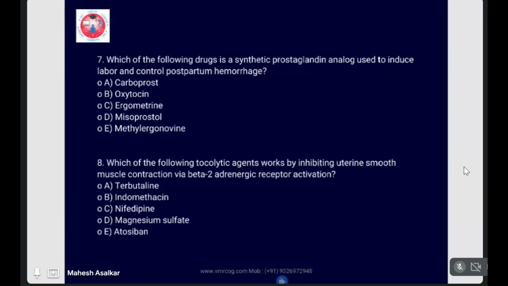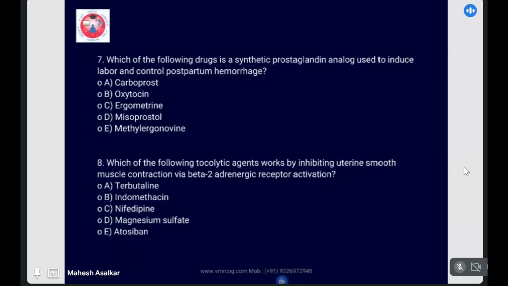Which of the following drugs is a synthetic prostaglandin analog used to induce labor and control PPH? Read the question carefully, doctor. Read all the options: carboprost, oxytocin, ergometrine, misoprostol, and methylergometrine. It will be a prostaglandin analog that induces labor.